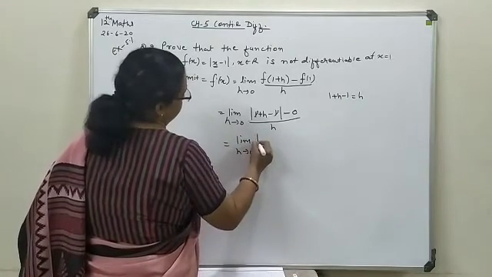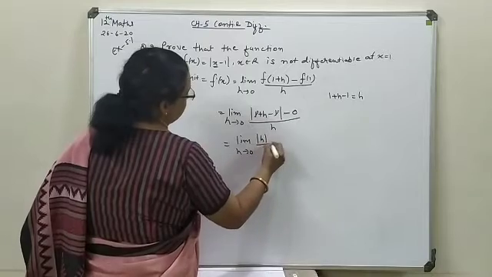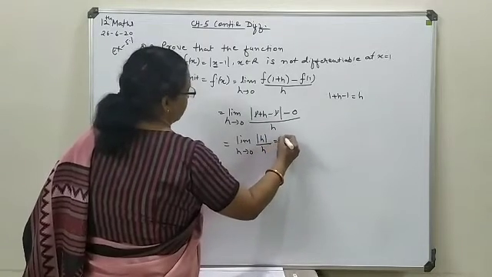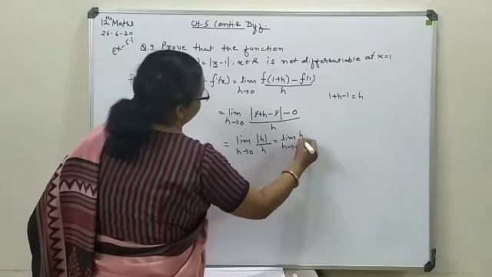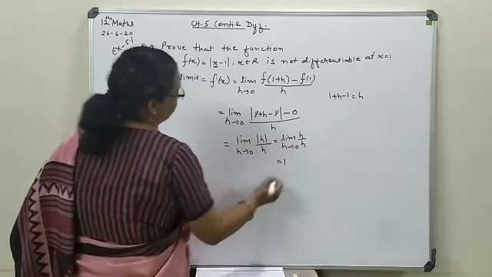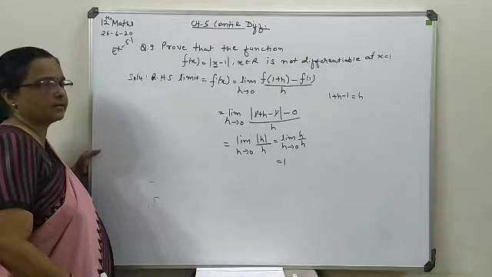You will be left with the modulus of h upon h. As it is a modulus, obviously it will turn to a positive h. So h and h will cancel. Finally this will give you the solution 1.